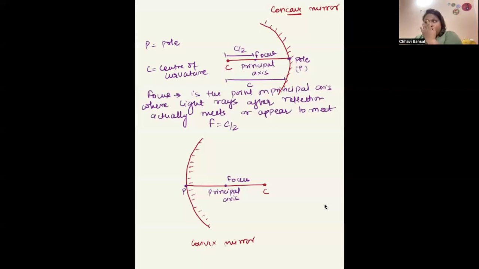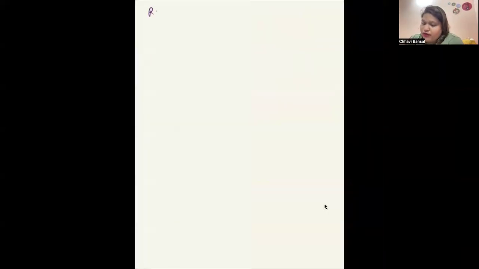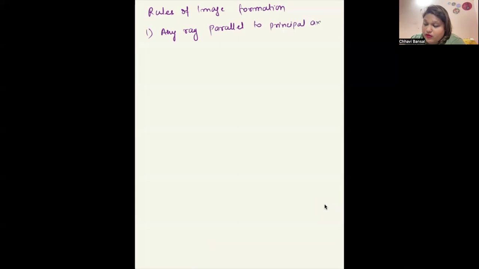Now, before we start seeing how the image formation takes place in both the mirrors, there are certain rules that we have to follow. Rules of image formation. First rule: any ray parallel to the principal axis will pass through the focus after reflection.